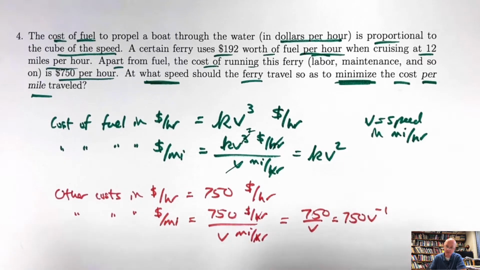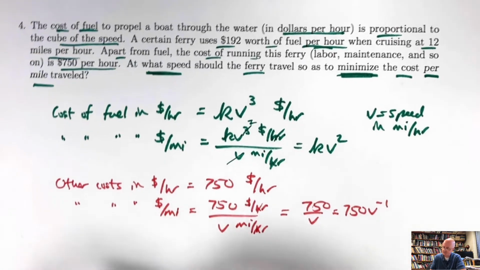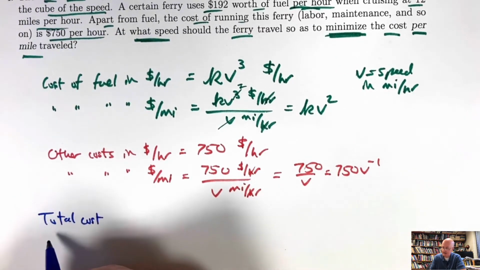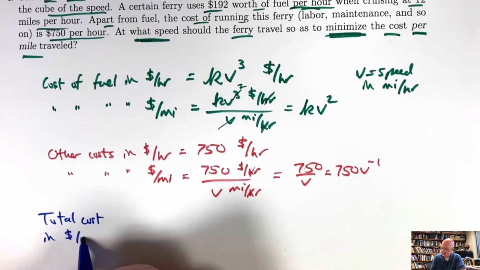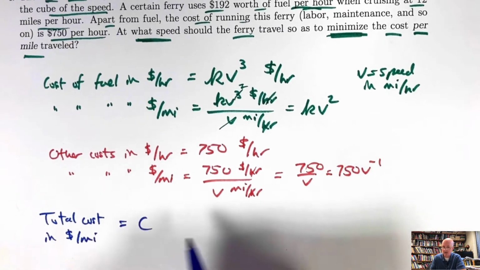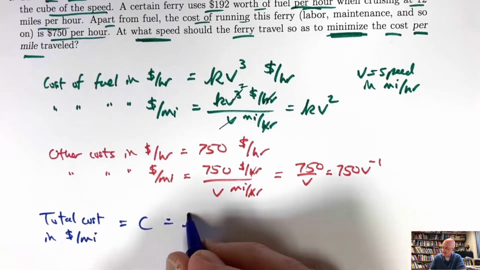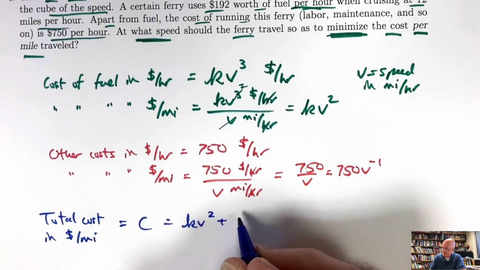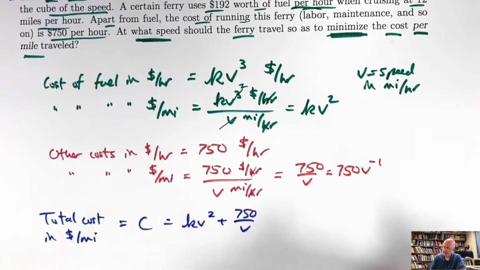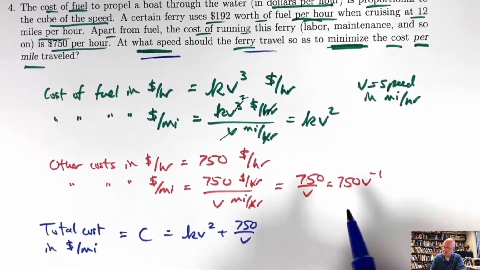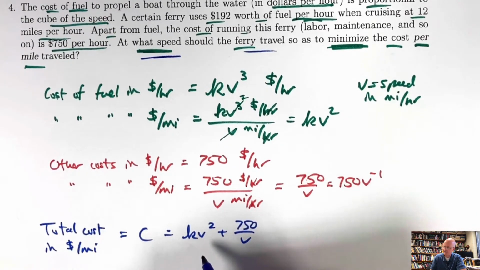This is feeling familiar. It's like another problem that we did. It's the sum of these two things that we want to minimize. Total cost in dollars per mile, I'll call that C. I could call it C sub tot for total, but let's keep things simple, is kV squared plus 750 over V. But if we're going to have a hope to answer the question, at what speed should the ferry travel to minimize the total cost, I guess we need to figure out K.